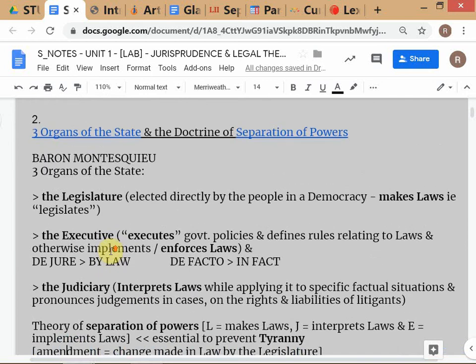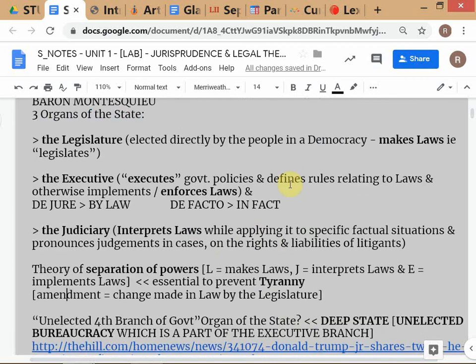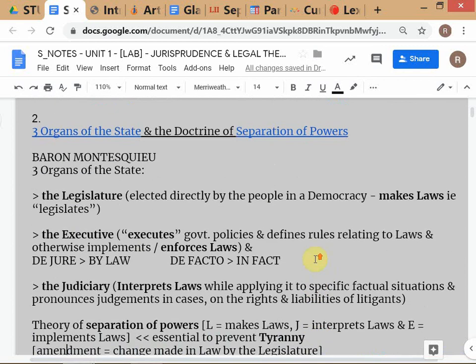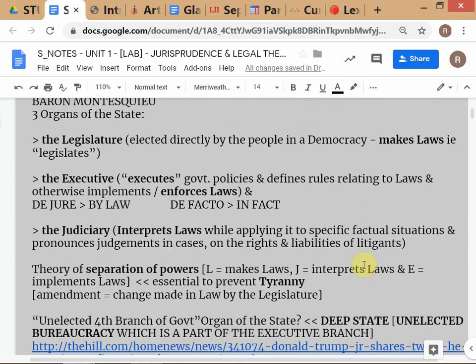So the idea in the theory of separation of powers, which is quite important, is that we want to prevent tyranny. What we are doing is organizing government into three organs. The state is organized into three organs, and each organ has a specific set of functions. To perform the functions you need to have powers. Therefore the powers are separated between the three organs, and that's how we have separation of powers. That's what separation of powers refers to.